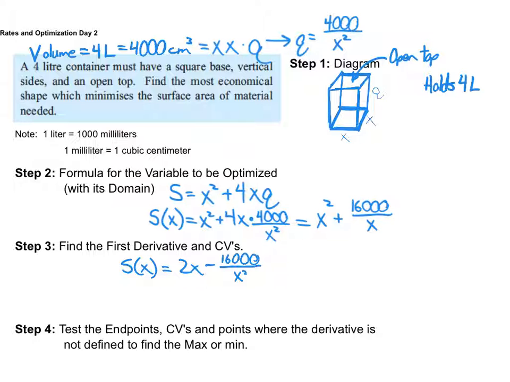So first I'm going to get a common denominator. If this has to be over x squared, then this is going to be 2x cubed multiplied by x squared over x squared. And that means now I have 2x cubed minus 16,000, all over x squared, equals 0. Now, one thing we ought to note here is what x is not allowed to equal. x can't be 0. So note that.